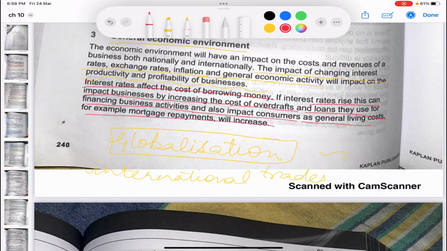So what do they mean by that, mortgage repayment? See, for example, if I'm a consumer, if I'm a customer, I will stop buying goods. I will stop demanding goods. Like, I will not stop, but I will reduce my demand for goods. Why? Because the interest rates have risen. So I am going to reduce my disposable income spending because I need to pay the interest rates of my house loan.